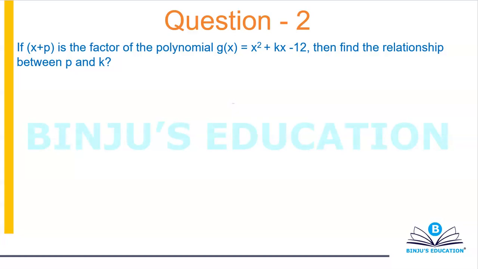All right, let's see what we can do with this one. It says that if x plus p is a factor of this polynomial, then find the relationship between p and k. Again, it's saying that x plus p is a factor, which means first of all, you're going to put x plus p is equal to 0. You will get x is equal to negative p. So when your input value is negative p, your output is 0. This is basically what it's saying.